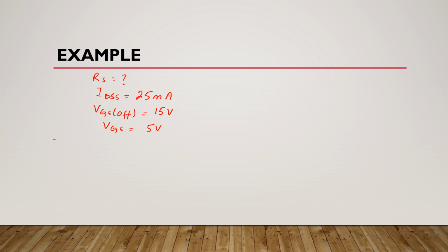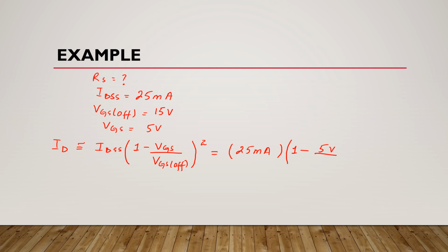First you will find the value of drain current ID. For this you will use the relationship IDSS times (1 minus VGS divided by cutoff voltage) whole square. Now we put these values here. This is 25 milliamperes, and here we have 1 minus 5 volts divided by 15 volts, whole square. After solving this, you will get ID equal to 11.1 milliamperes.